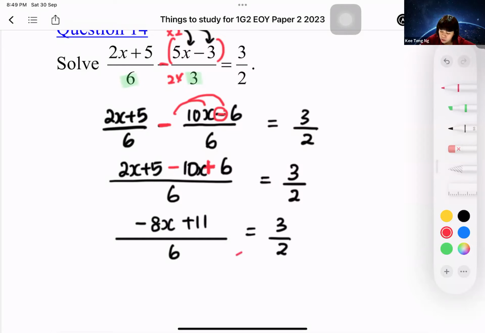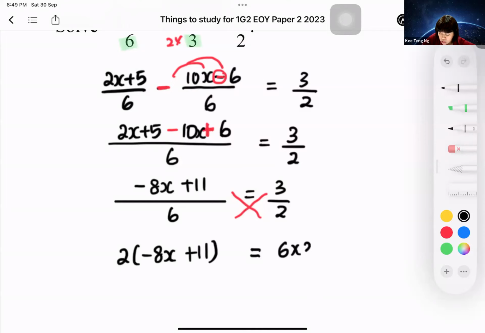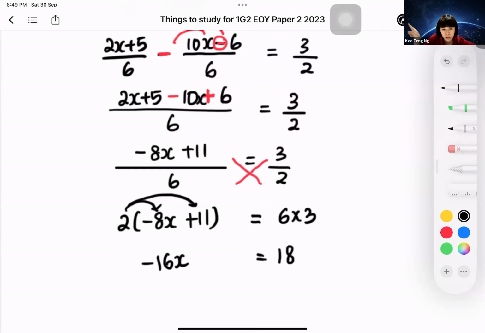Okay, so we do a cross multiplication. Remember, equal sign stays in the center. Multiply the denominator over. So this is 2 times negative 8. Okay, I write down for you in case some of you could not do it mentally. Then the other 6 times 3. Okay, so if you don't want to write this step, you can skip this step. 6 times 3, 18. 2 times negative 8, negative 16x. 2 times the one in the back side as well, so 22.